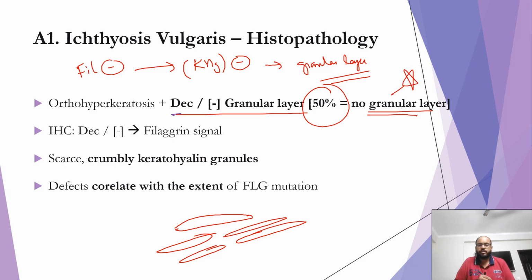In immunohistochemistry, you will see decrease or absent filaggrin signal. You will have scarce, crumbly keratohyalin granules. Why? Because filaggrin is not there. And the defect correlates with the extent of filaggrin mutation.